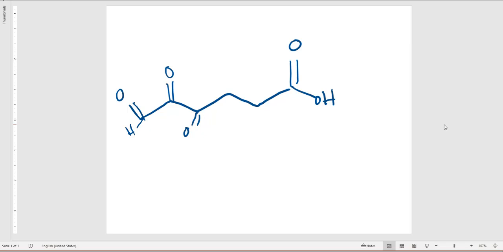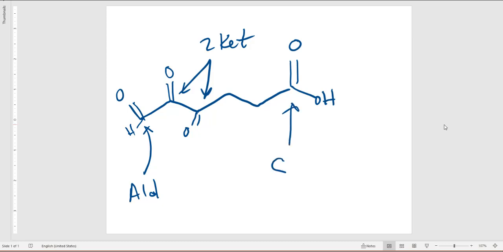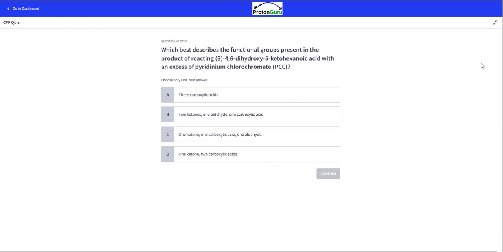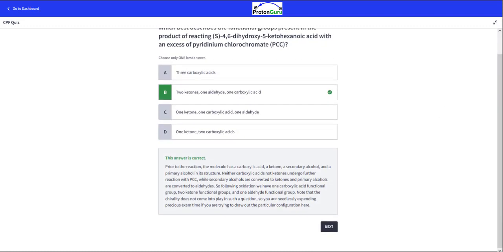And what we see in terms of functional groups are we have an aldehyde here, we have 2 ketones here and here. One was already there, but nothing happens to it. And then we have the carboxylic acid. Let's look back at our answer choices and see if aldehyde, 2 ketones, carboxylic acid is one of our choices. 2 ketones, 1 aldehyde, 1 carboxylic acid happens to be answer choice B. It is right in this case.